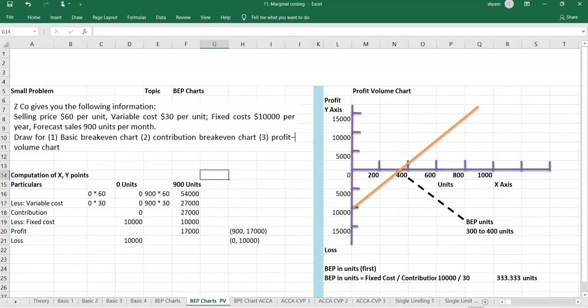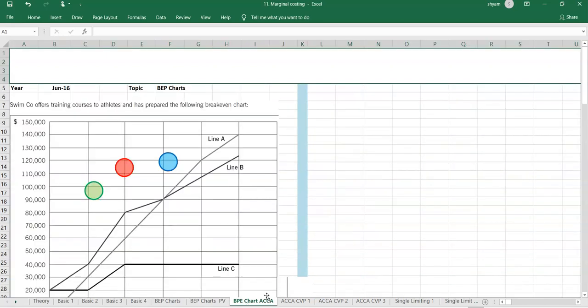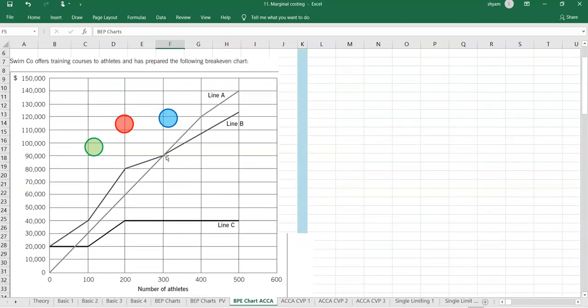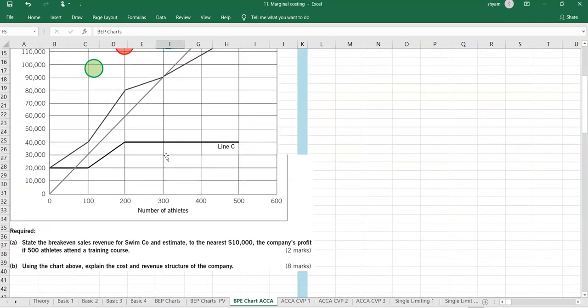So we'll move on to our next chart. This question was asked in June 2016 as a part of the ACCA exam, and this is a BEP chart question. They have given us a BEP chart and they are asking us to state the break-even sales revenue. They don't want the break-even units, they want the revenue for Swimco, and estimate to the nearest 10,000. So you just have to tell what the amount is to the nearest 10,000.